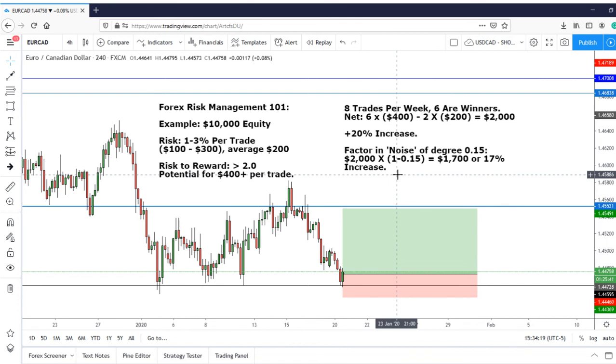So that's how you use risk management in Forex, and those are the guidelines we take at Forex Lens.